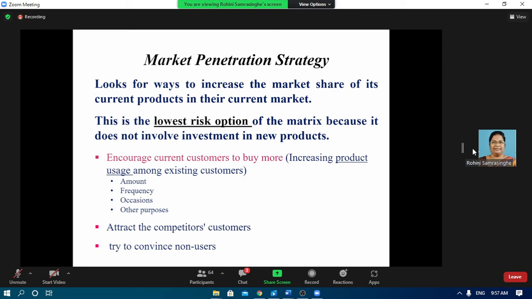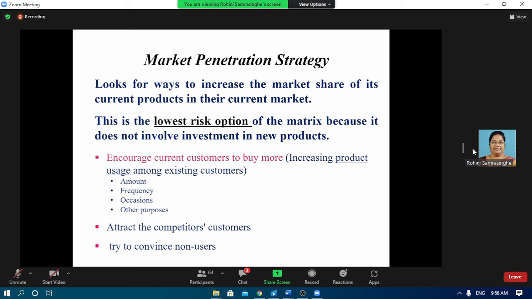Not only encouraging current customers, they can also attract competitors' customers, giving many low price strategies, maybe discounts, and some creative advertising and promotional campaigns. Through those things, they can attract competitors' customers, and through that they can increase sales.